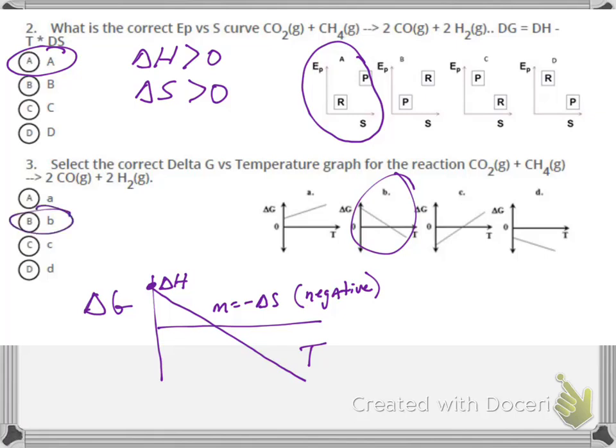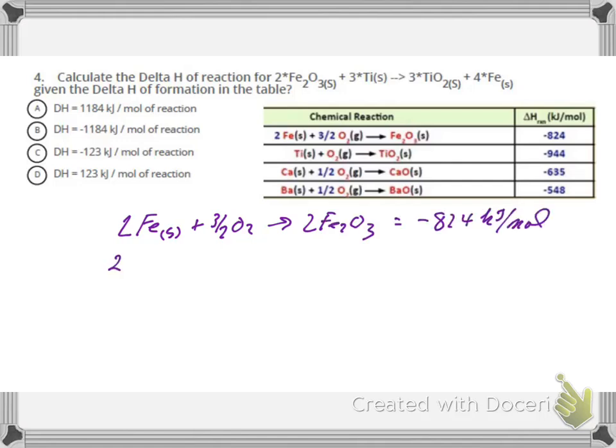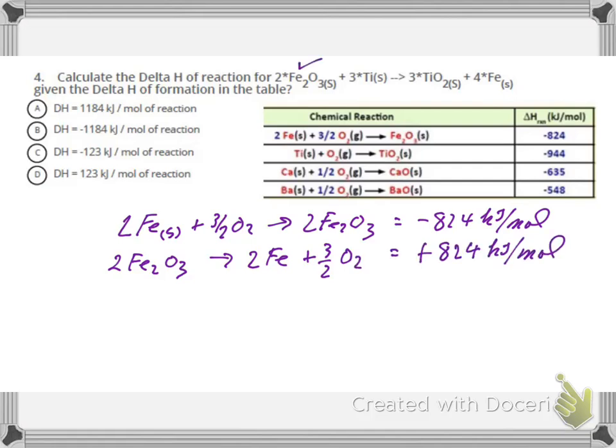B. Question number 4. We did an example just like this in class. So what are we trying to do? Well, one of the reactions is that we have iron solid going to make iron oxide, and this is minus 824 kilojoules per mole. We're going to reverse this reaction, and now it becomes positive 824 kilojoules per mole. And that's exactly what we need in the reaction.